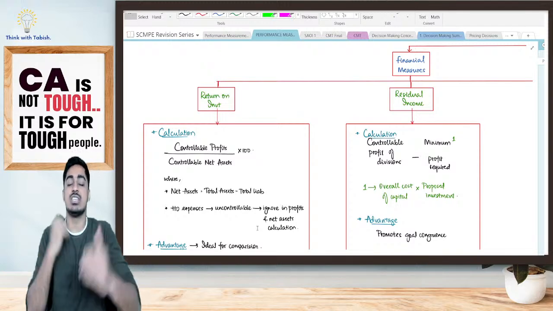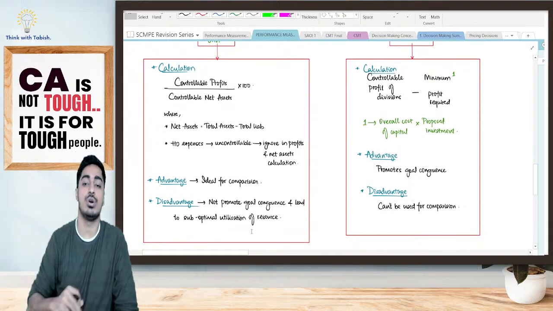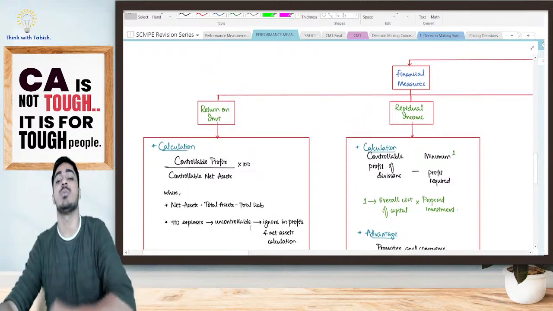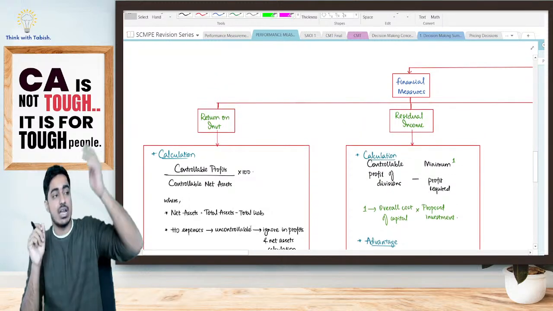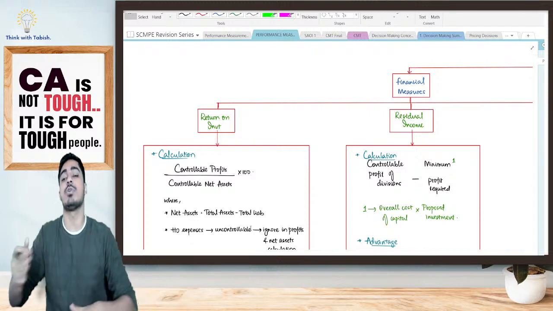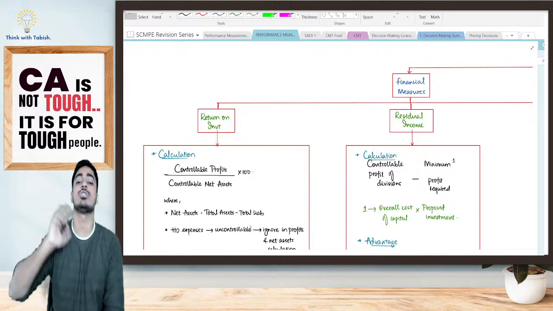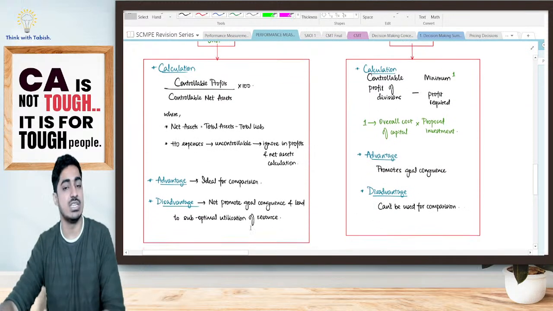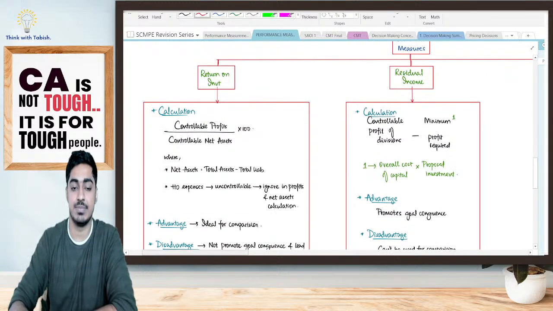Advantage is comparison is possible because it is a percentage. However, the limitation is it is not promoting goal congruence. So to eliminate that, we came up with the residual income. I am telling it is the controllable profit minus the minimum profit that I want. Minimum profit is my proposed investment amount into my cost of capital. Okay. Advantage is it is promoting goal congruence. However, comparison becomes difficult.